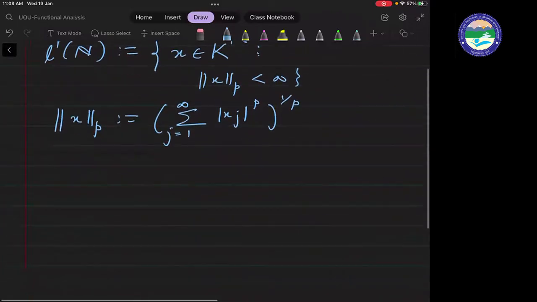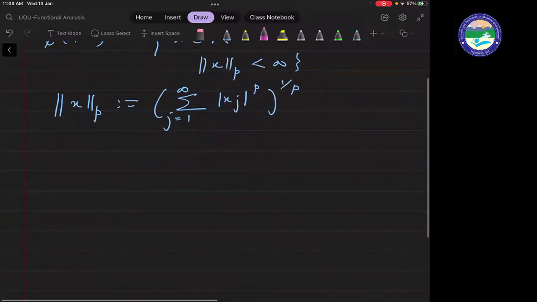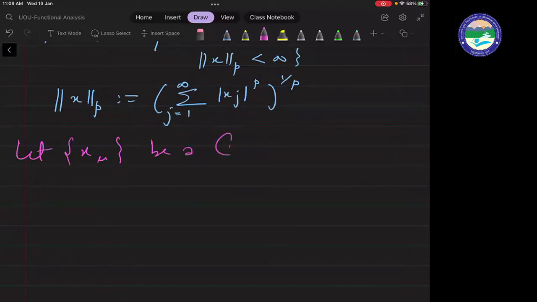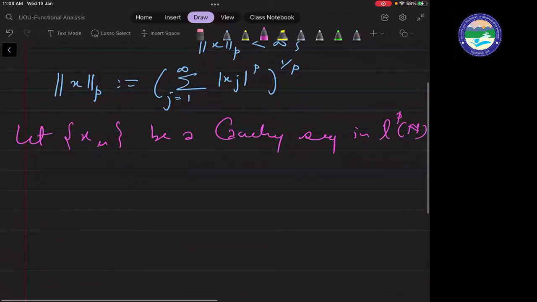Okay, if not, then I'll give a rough hint for you. A rough sketch of the proof. What we will show is, take any Cauchy sequence in LP, let x mu be a Cauchy sequence in LP. What does this mean? This means this. So here the sequence is a sequence of sequences, because x mu itself is a sequence.